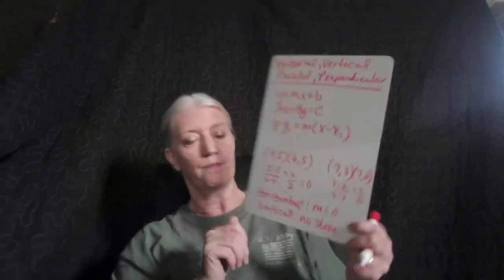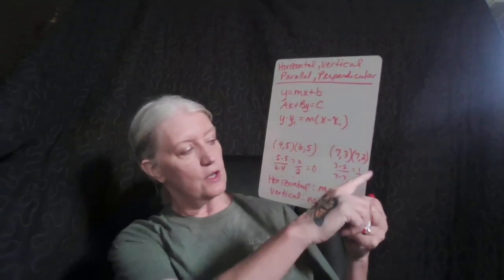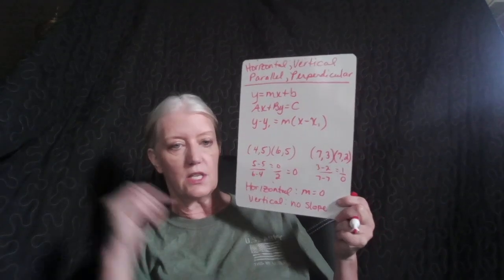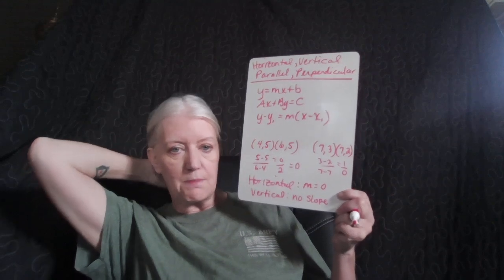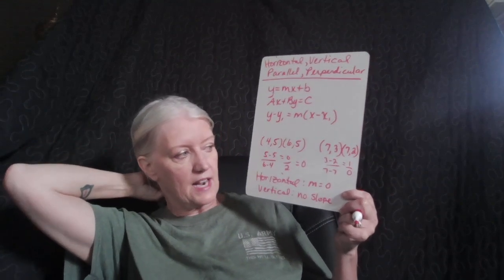No slope is also called an undefined slope because you can't divide by 0. If you tried to put 1 divided by 0 into your calculator, you would either get undefined or error, probably math error, because you're not allowed to divide by 0.